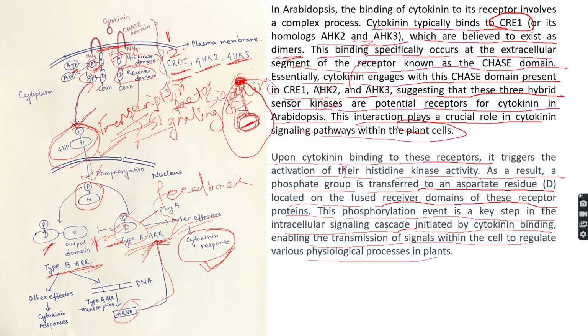Okay, first this histidine kinase domain is being phosphorylated here, then the receiver domain is being phosphorylated here in CRE1, then AHP is being phosphorylated, then AHP also enters the nucleus and phosphorylates type B ARR and type A ARR. Okay, so this way, if we see the whole signaling process, the key of the process is this phosphorylation event.